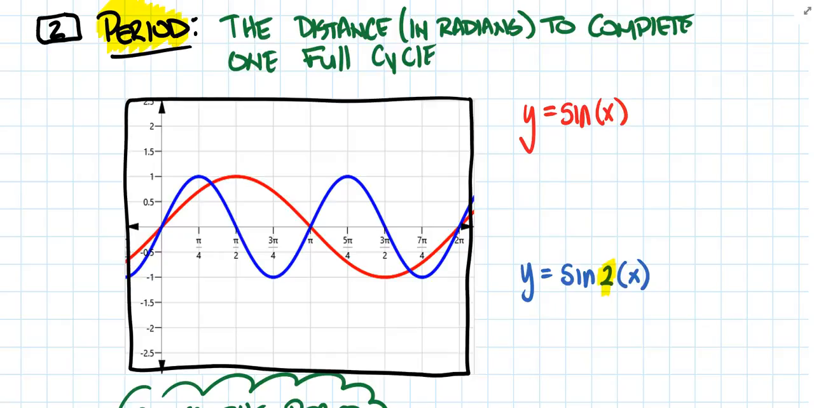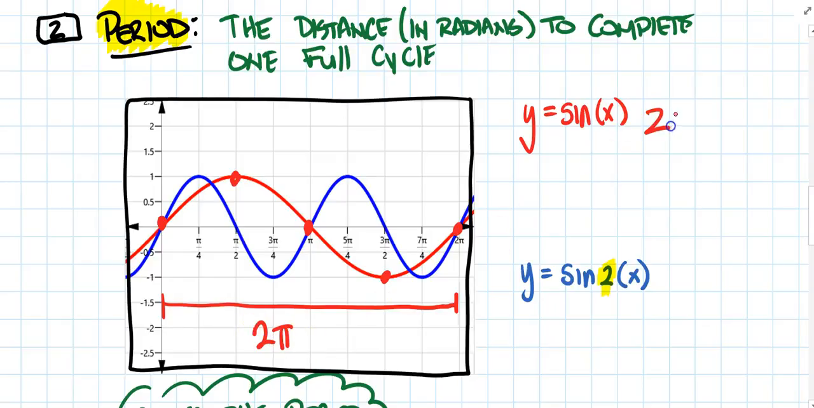So notice where the 2 is. Let's consider the basic one first. My 5 points would be 0, 0, pi over 2, 1, pi, 0, 3 pi over 2, negative 1, and then 2 pi, 0. And right now, the distance in radians to complete one cycle is 2 pi. So the period is equal to 2 pi in this particular case.